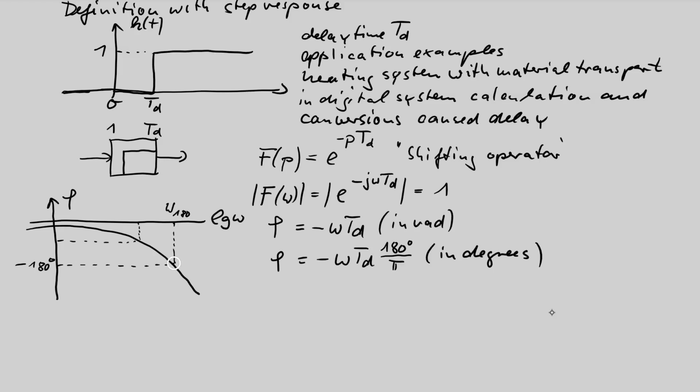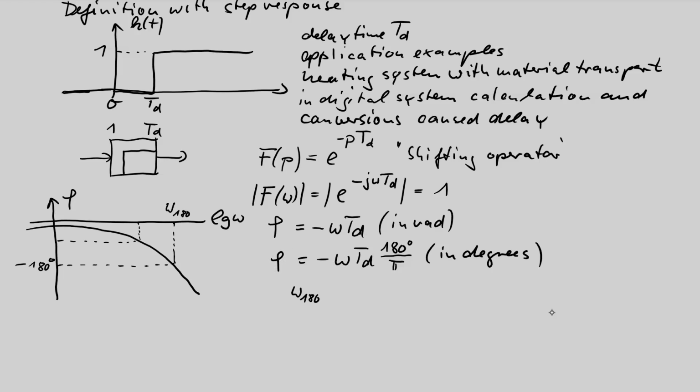So if the amplitude here is large enough at this frequency, then your loop becomes unstable. That's the problem with the delay time block, it could cause instability. How large is omega 180? Omega 180 is the omega where phi is negative 180.